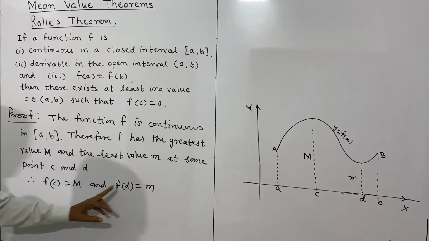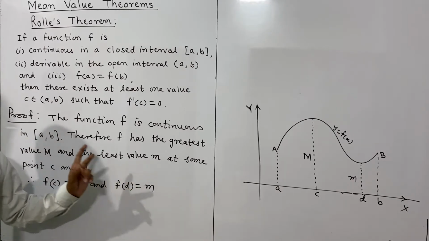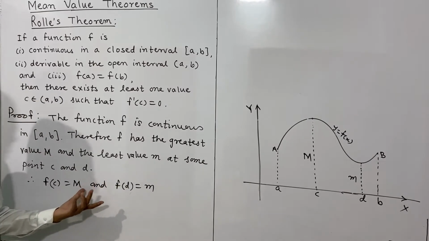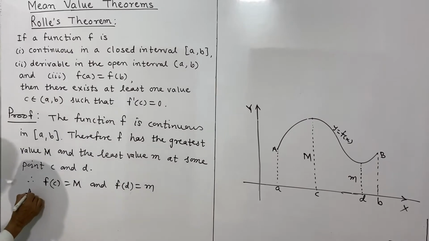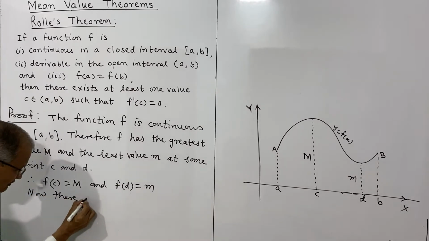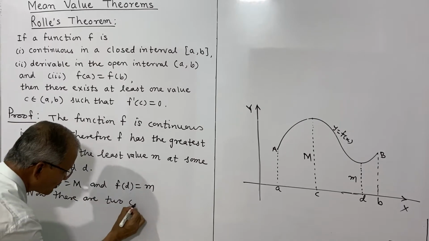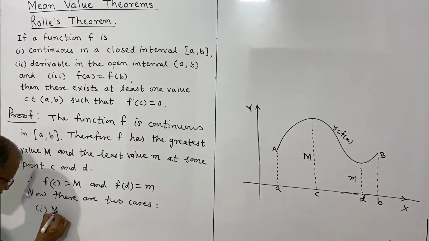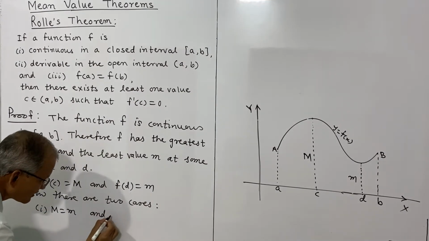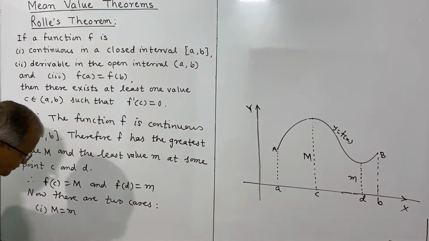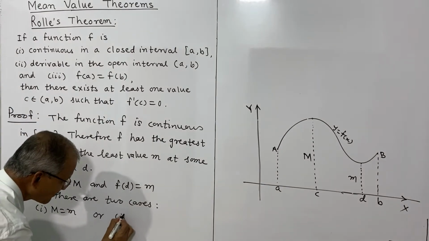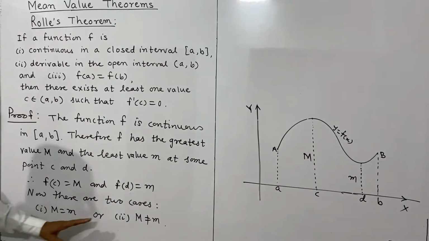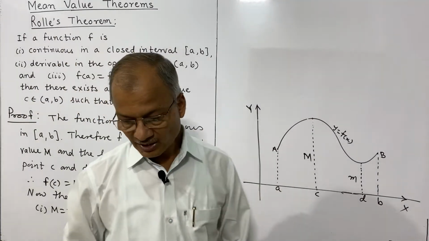Now between capital M and small m, there are two cases. Either these are equal or they are unequal. So there are two possibilities. First, capital M is equal to small m, and second, capital M is not equal to small m. Now we consider both the cases.